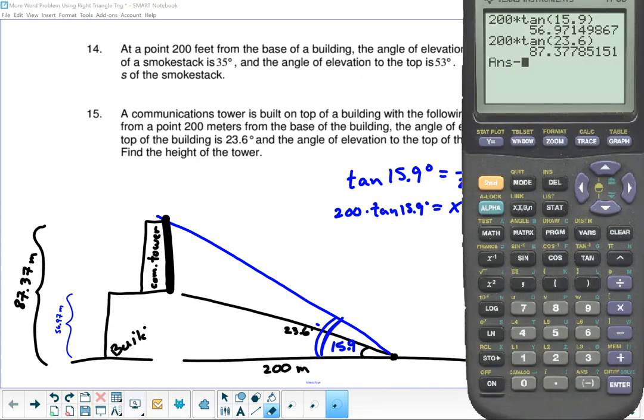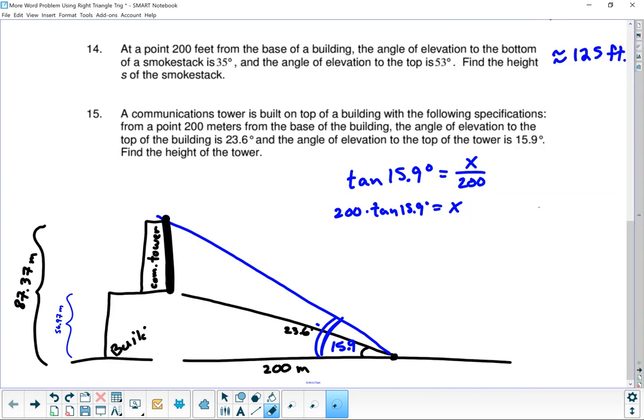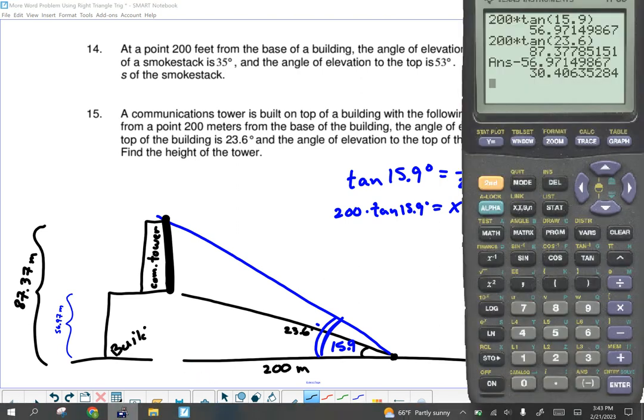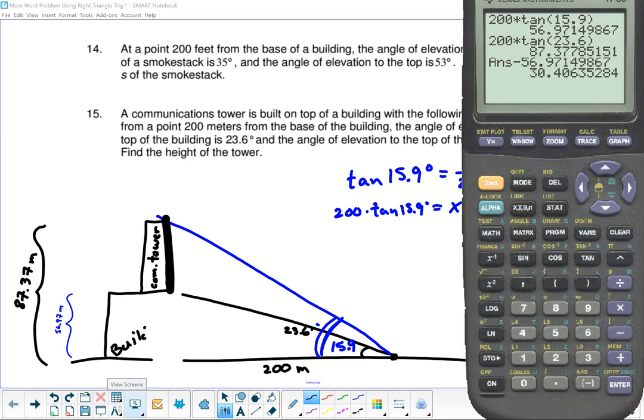So 87.37, I already have that, and I'm going to take away 56, just copy it. 0.97149867, just like that, 30.4, right? So the communications tower is approximately 30.4 meters. Double checking that. Yep.